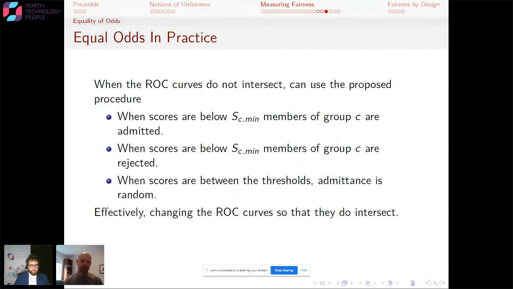So if you can't operate at a point where they intersect, what you can do is pick two points on each curve. Below S_C min, you reject. There's a mistake here on the slide, please bear with me. When it's below S_C min, the members of group C are rejected. When it's above S_C max, the members of group C are accepted, are admitted. And then when the scores are between the two thresholds, it's random in such a way that essentially what you're doing is creating a scenario where the ROC curves do intersect in that region.